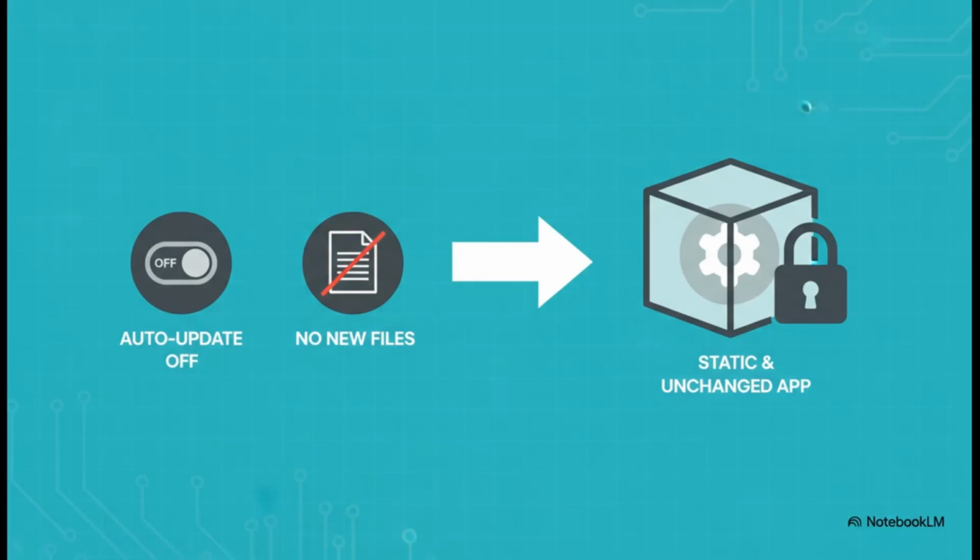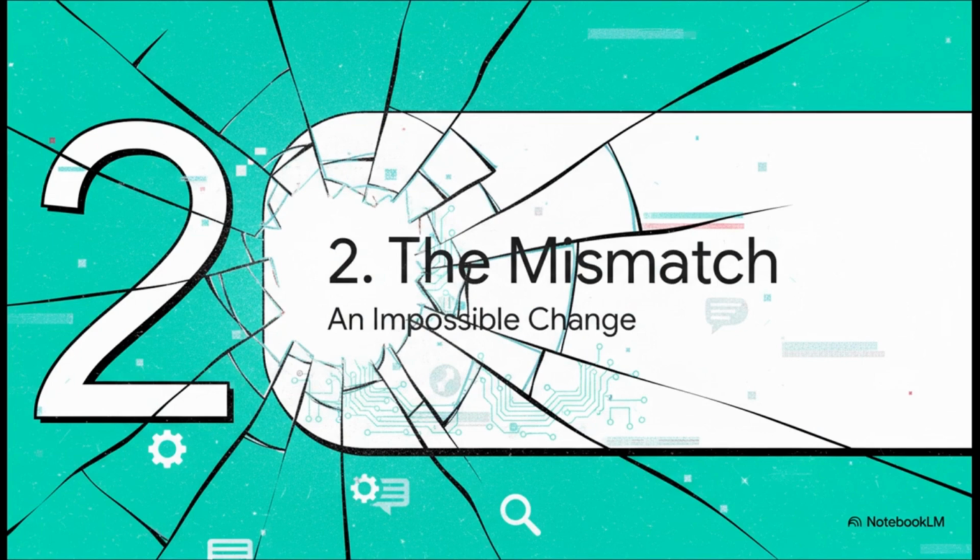So your logic here is perfect. Auto updates are off, no new files were downloaded. The conclusion? Nothing should have changed. The app should be exactly the same as it was yesterday. But then, you open the app, and that whole logical world just falls apart.